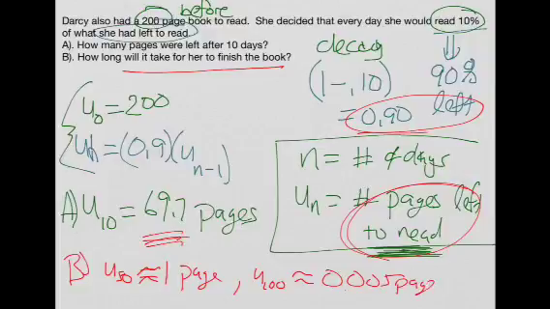So she's practically done, but mathematically she will never finish that book because every day she's only reading 10% of what's left. She's leaving 90% to read the next day. So it's going to take her forever.